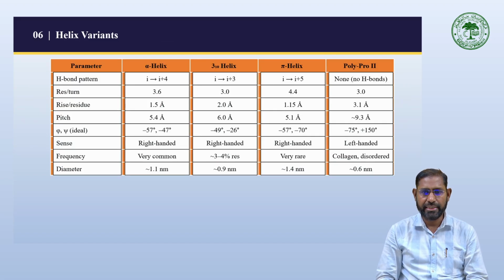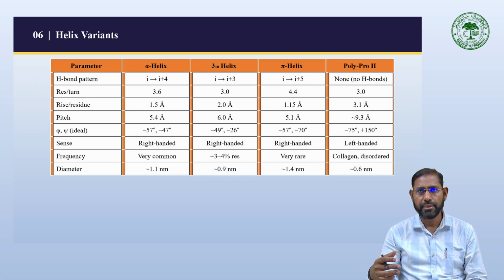Now, the helix variants. What are the helix variants? There is the alpha helix, then the 3-10 helix, then the pi helix, and also the polyproline II helix. The hydrogen bond pattern in the alpha helix is i to i plus 4, because it binds to the fourth residue by hydrogen bond. But in the 3-10 helix it is i to i plus 3, the third residue, and in the pi helix i to i plus 5, the fifth residue. But polyproline II has no hydrogen bond. In this case, there is no hydrogen bond.